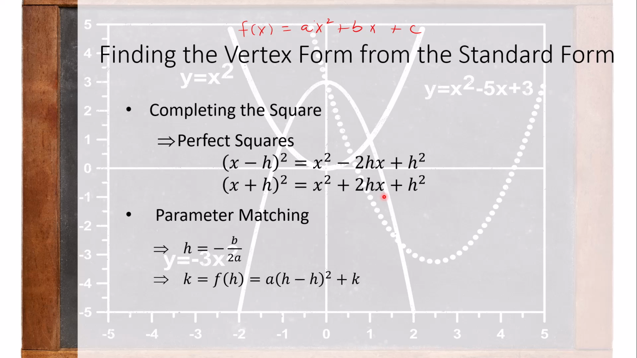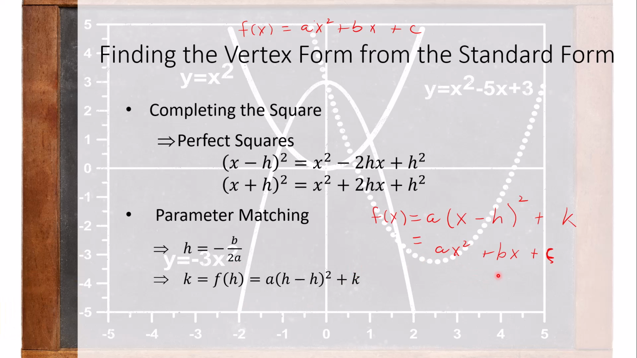The way that I expect you to do it, and you'll notice that this is more simple after we go through the next two examples, is through parameter matching. It turns out that h in the vertex form is equal to negative b over 2a. So all you need to do is remember that the h right here is equal to negative b over 2a.